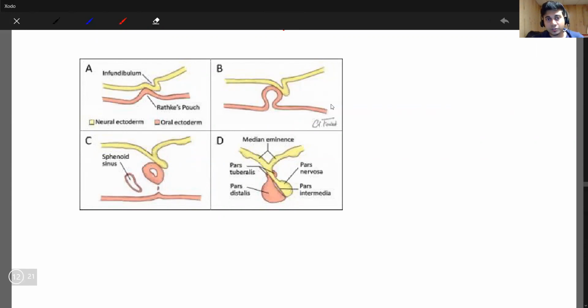The anterior pituitary is coming from this roof of the mouth protrusion, and this protrusion is called the Rathke's pouch, and the posterior pituitary is coming from the neural ectoderm. All right. So that is one of the important aspects of the embryological development of your pituitary gland.